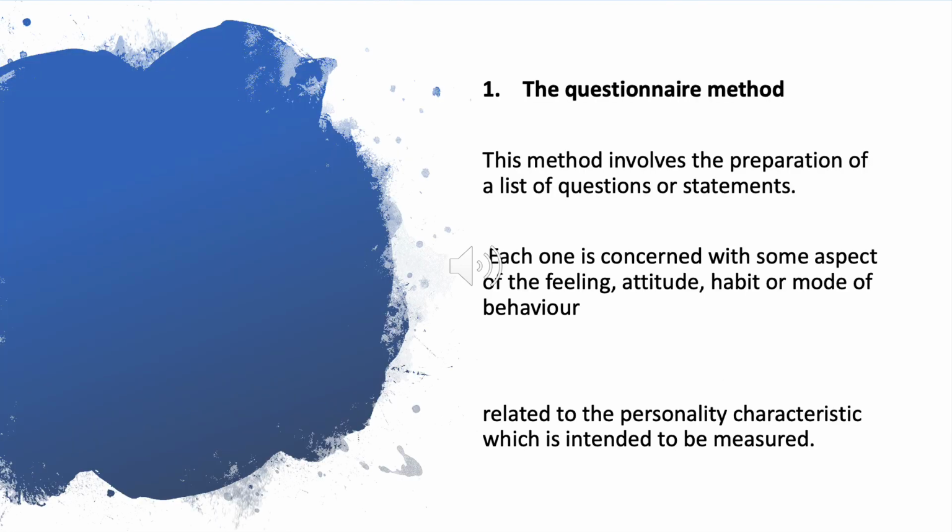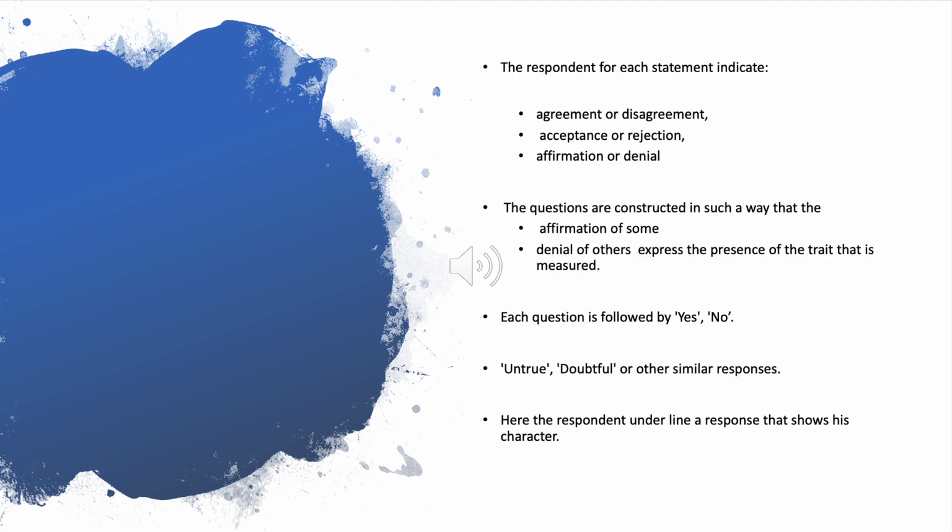Now, the first method to measure personality is the questionnaire method. This method involves the preparation of a list of questions or statements. Each one is concerned with some aspect of the feeling, attitude, habit, or mode of behavior related to the personality characteristic which is intended to be measured. What happens here is the respondent for each statement indicates agreement or disagreement, or acceptance or rejection, or affirmation or denial for the statements that are being written.